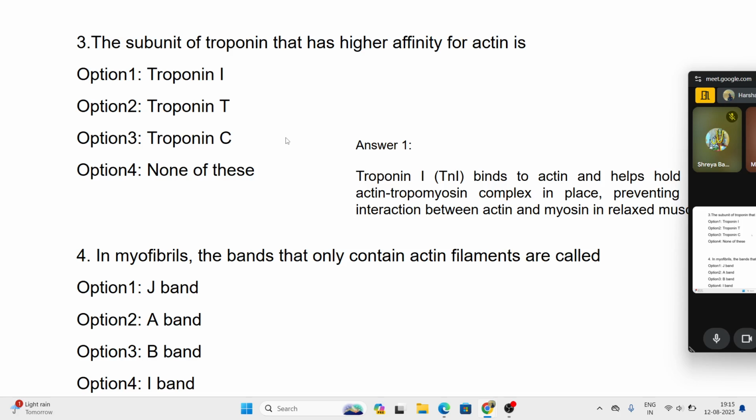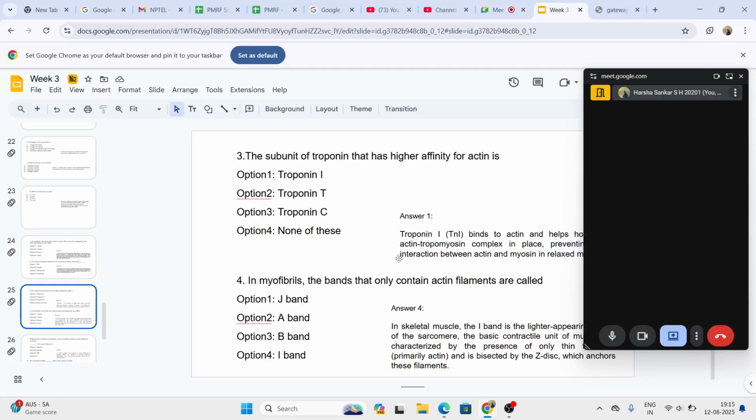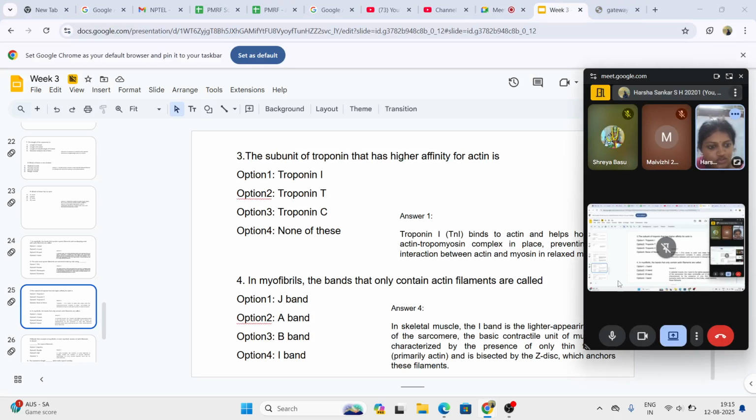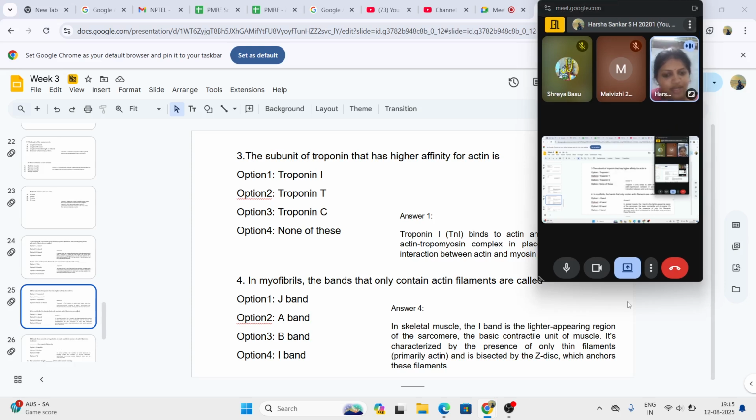In myofibrils, the bands that only contain actin filaments are called dash. J band, A band, B band, I band. A band we saw in one of the previous questions. It contains both myosin and the overlapping part of actin. Yeah, good. It is the isotropic band. Option 4 is the correct answer. Very good. So the I band is the lighter appearing part as it consists of thin filament or actin filament. It's characterized by the presence of only thin filament and is bisected by the Z disc which anchors this filament.